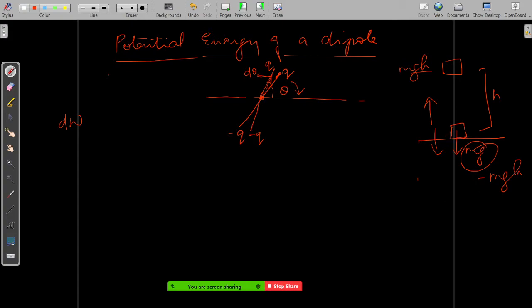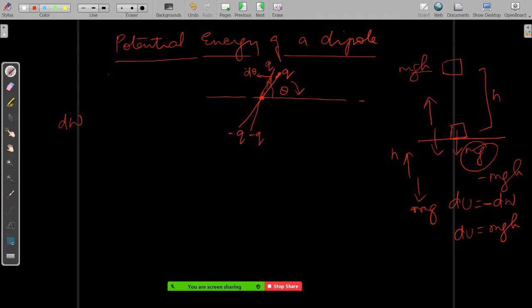It is minus mgh, because mg is in this direction and the displacement is in this direction, right? So you know that the change in potential energy is equal to the negative of the work done by the internal force. So that's why the change in potential energy is equal to mgh here.